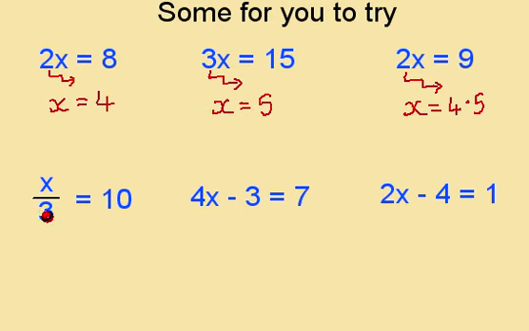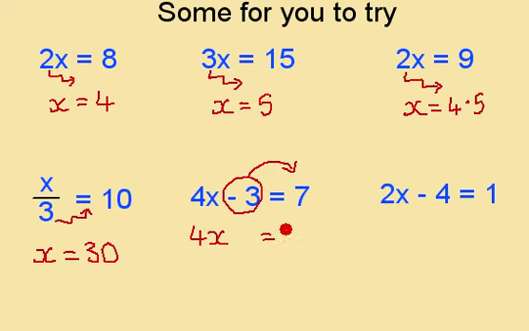On this one, we've got a 3 going up the escalator. So x equals 10 times 3, which is 30. Here, we've got a combination. So the -3 is going to float and ping first of all, which gives me 4x equals 7 plus 3, which is 10. Then 4 is going to go down the escalator. So we've got 10 over 4, which is 2.5.